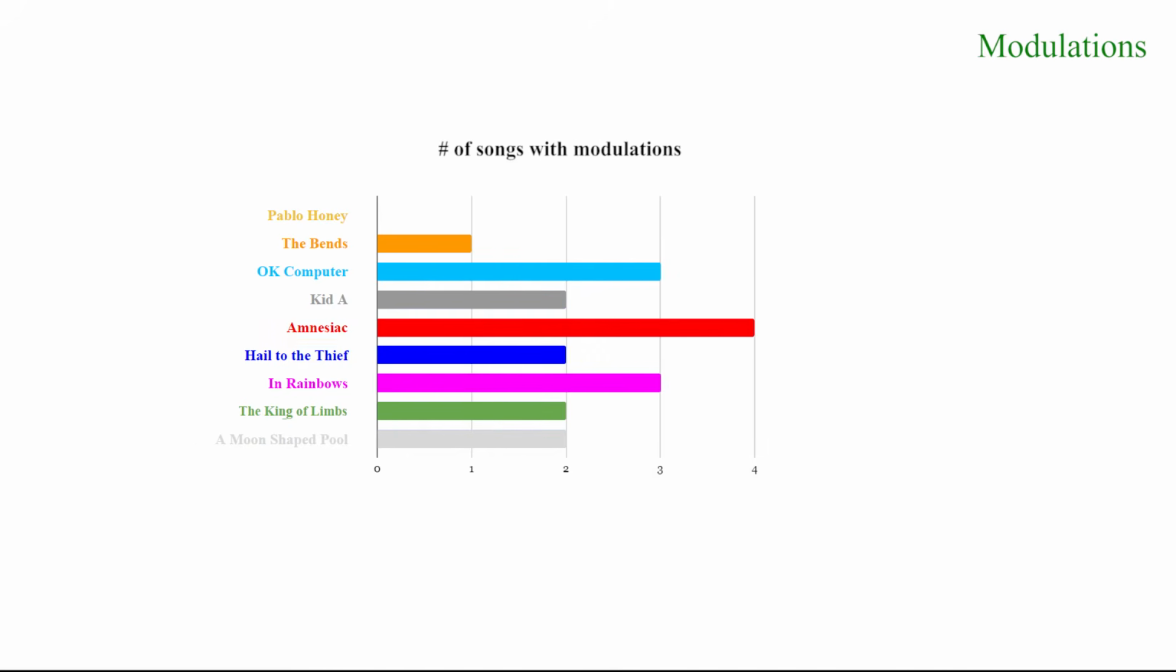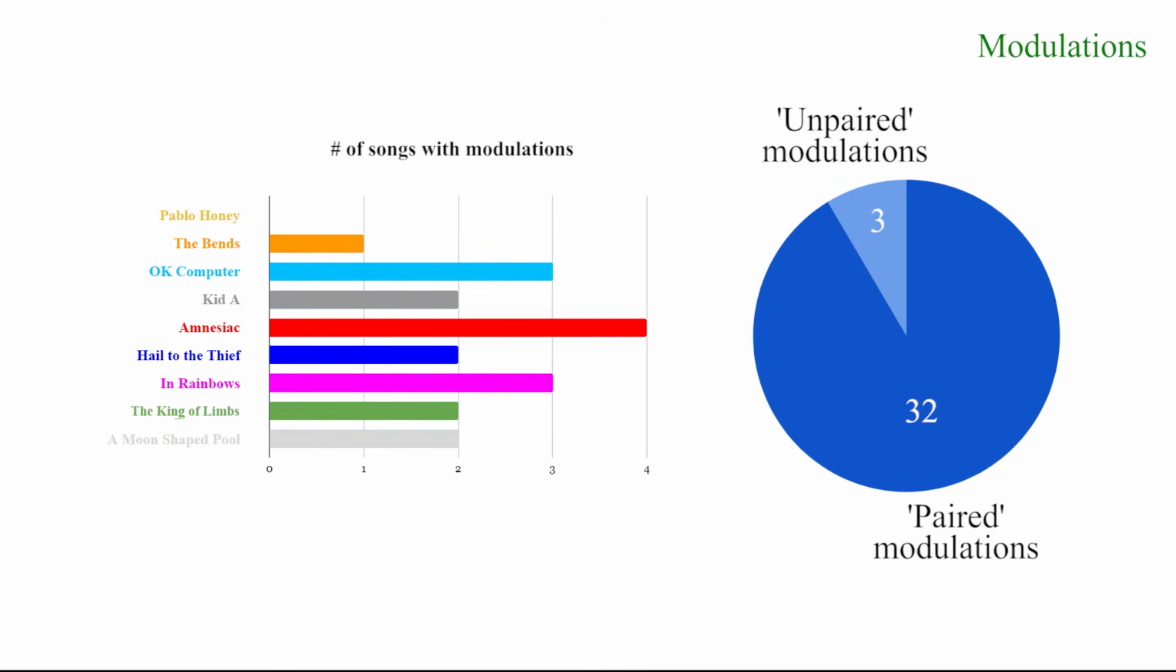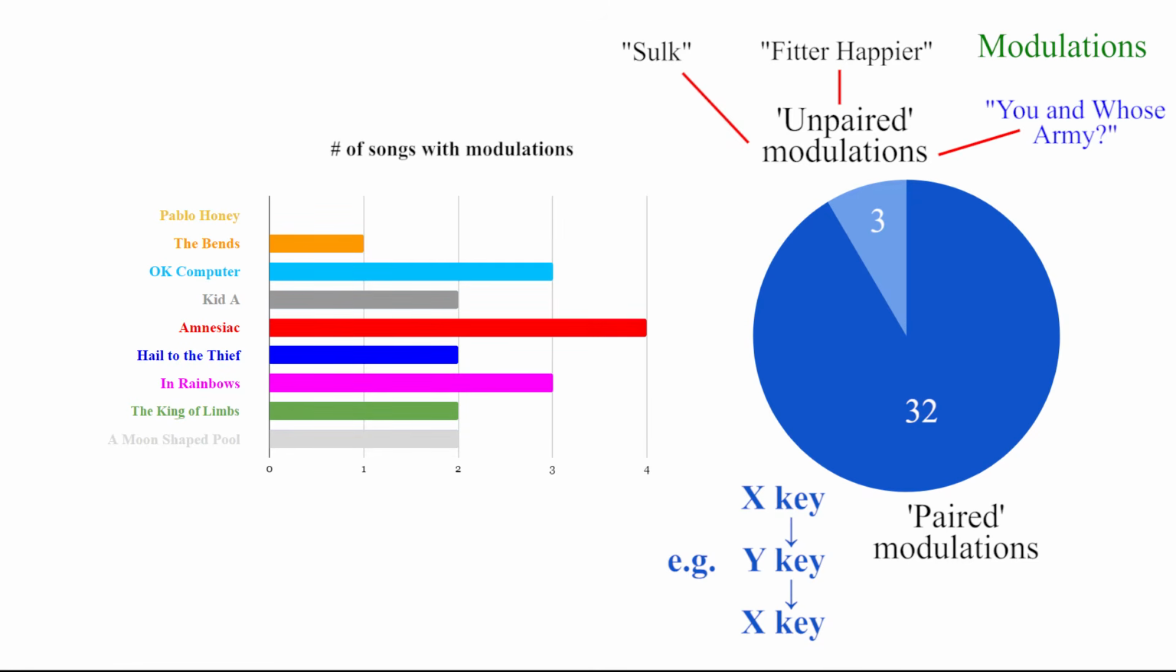And of all of Radiohead's songs, only one has modulations among more than 2 keys, Paranoid Android, which covers 3 keys. Of the 35 distinct modulations that occur in these songs, 32 of them can be paired, which is to say that Radiohead modulates from X to Y and then later in the song back from Y to X. The 3 exceptions to this are the tracks Sulk, Fitter Happier, and You and Whose Army.